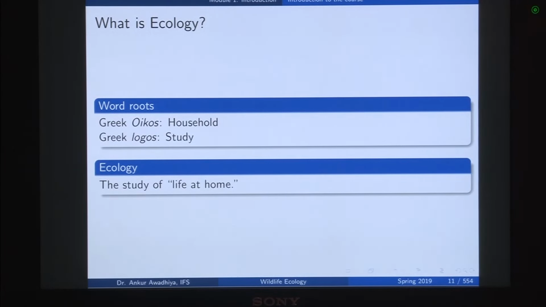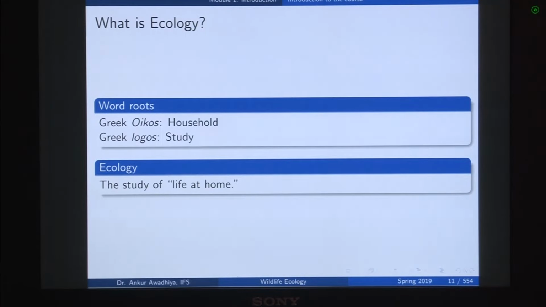So, for instance, when we are looking at the population of humans, we can have a subject of human ecology. If we are looking at different populations, we can have population ecology. If we are looking at marine environment, we can have marine ecology, because the marine environment is also a home to a number of animals. We can have forest ecology, or we can even have things like lacustrine ecology, which is a lake ecology. So, in all of these, what we are doing is we are studying the home of some organisms or some groups of organisms. So, which is why it is called ecology. So, ecology is the study of life at home, at the home of you, me, or some other organism.